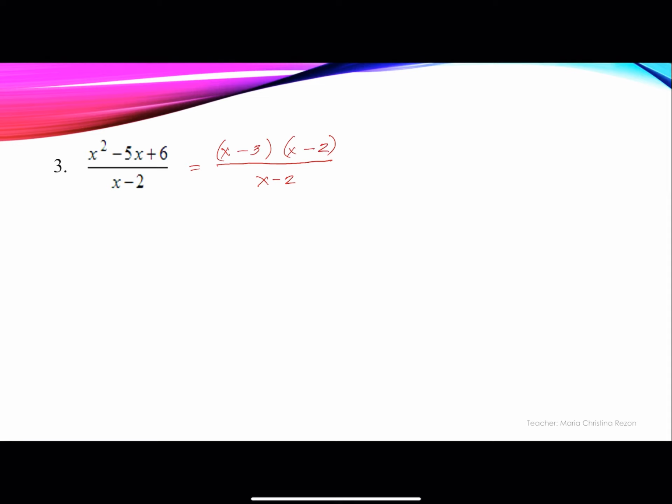So if you notice, we have a common factor in your numerator and the denominator, which is x minus 2. You can cancel that out. What is left is x minus 3. And that is now your answer.